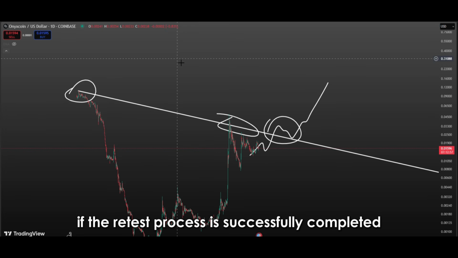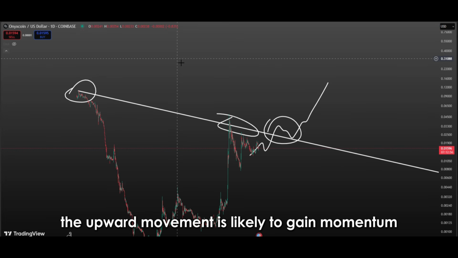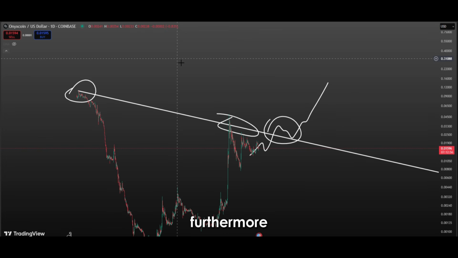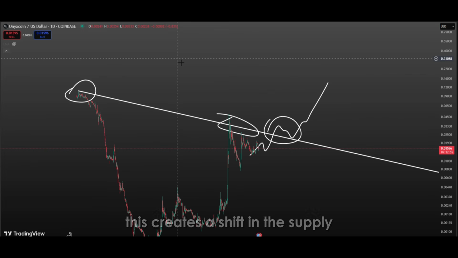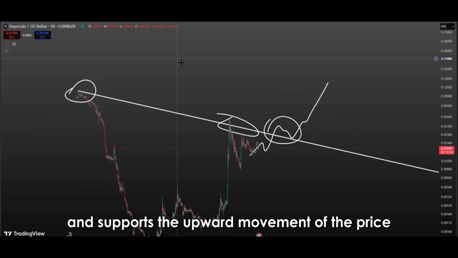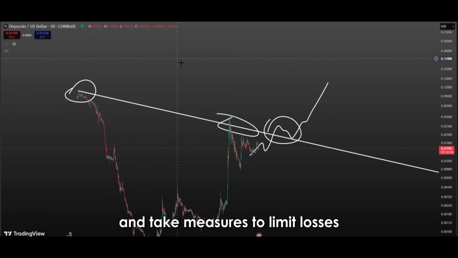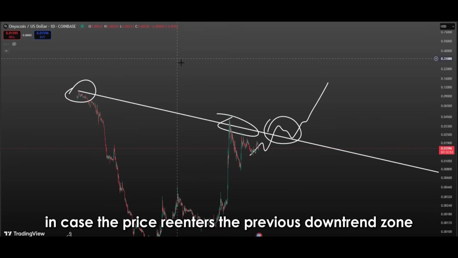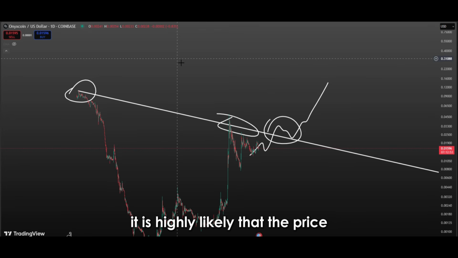If the retest process is successfully completed and the price continues to stay above this level, the upward movement is likely to gain momentum. Furthermore, this breakout may lead to increased investor confidence and attract new buyers into the market. This creates a shift in the supply-demand balance in favor of the buyers and supports the upward movement of the price. Nevertheless, it is also extremely important for investors to set stop-loss levels appropriately and take measures to limit losses in case the price re-enters the previous downtrend zone. In conclusion, with the break of the downtrend, it is highly likely that the price is entering a new upward phase.